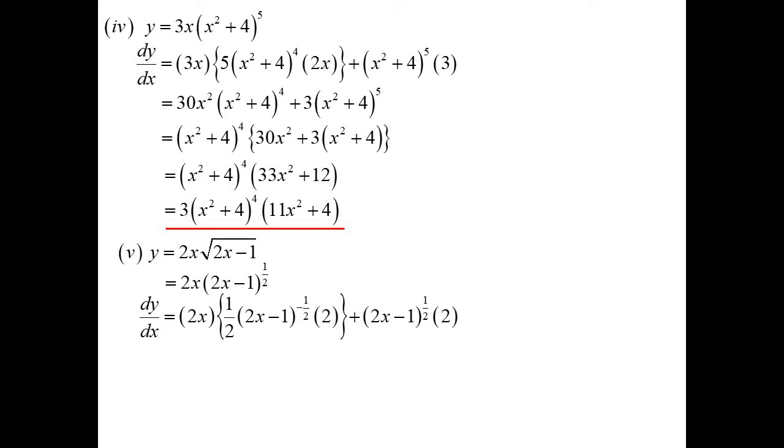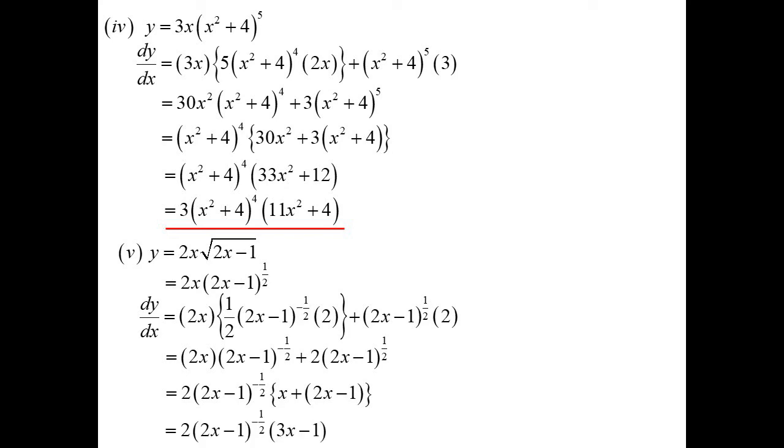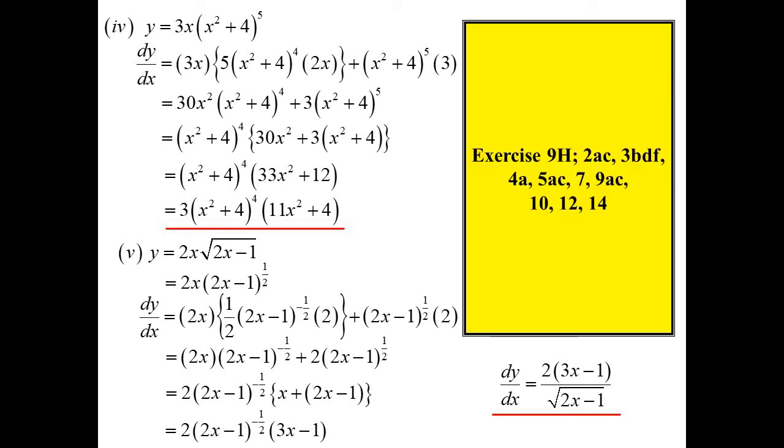Okay, so 2x minus 1 to the negative half. Factorise, we have common factor of 2. 2x minus 1, always take out the lower power, so it's negative a half we'll pull out. Left with x plus 2x minus 1, but of course, mere mortal answer. There we go. 3x minus 1 over the square root of 2x minus 1.